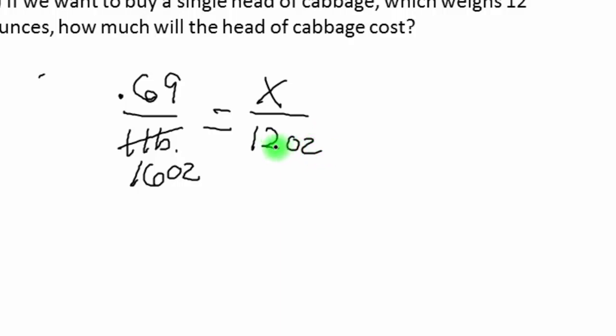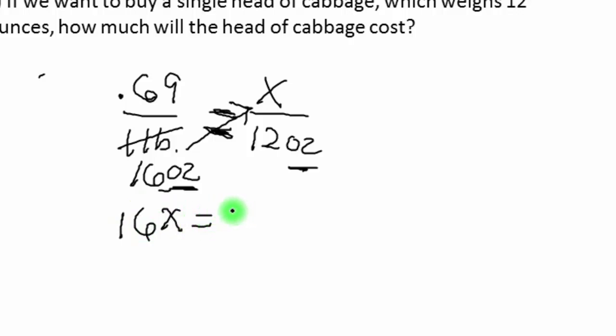So as you can see, now our units match. We have ounces on this side, ounces on that side. That's what an equal sign means. An equal sign means that you have equal proportions, equal units, and we can now use our same method of solving of cross products, and we have 16x equals 0.69 times 12, and that is 8.28.